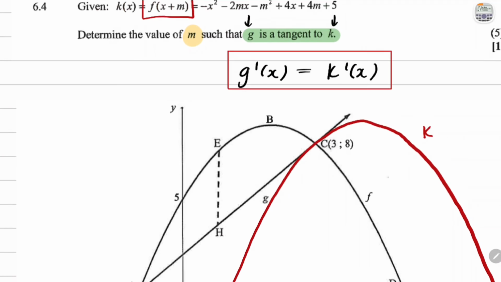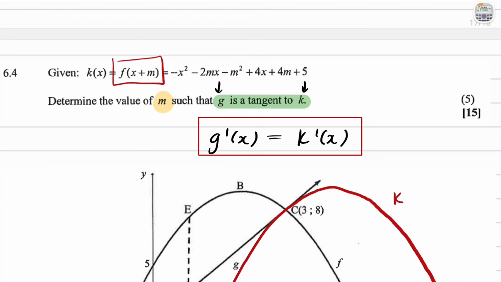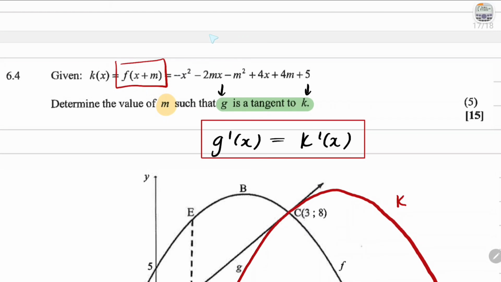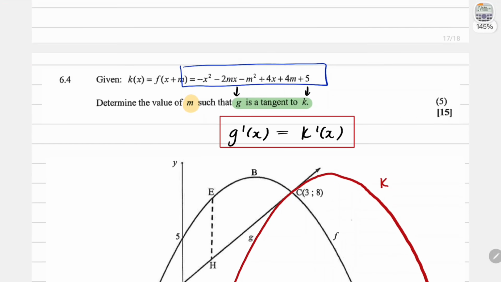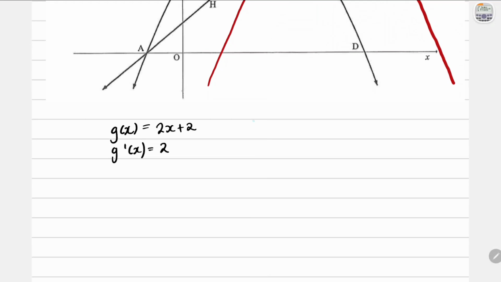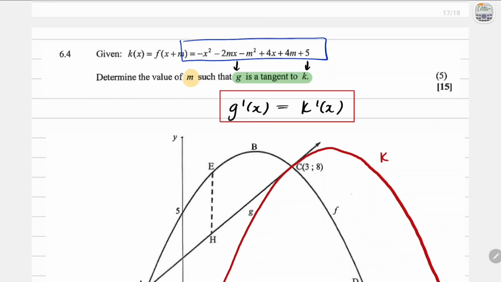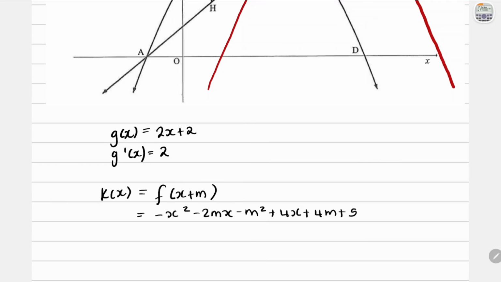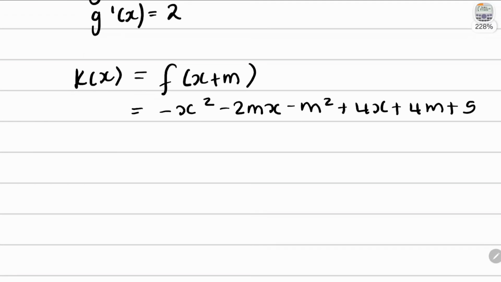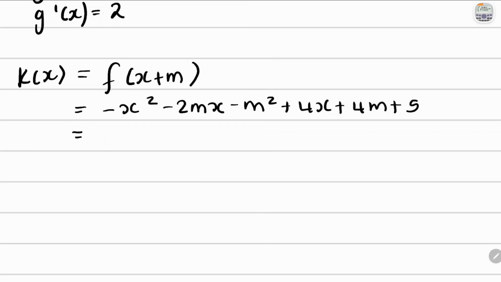Then let's look at the graph of K, because we need to find the derivative of K. Funny looking graph, but don't get intimidated by the m's. The m's are just constants. They're just normal numbers. They're not variables. So let me rewrite k of x first. They did say it's f of x plus m, and then they expanded it. So I'll write the expansion here. Okay, so this is what we have. Again, don't get intimidated by the m.